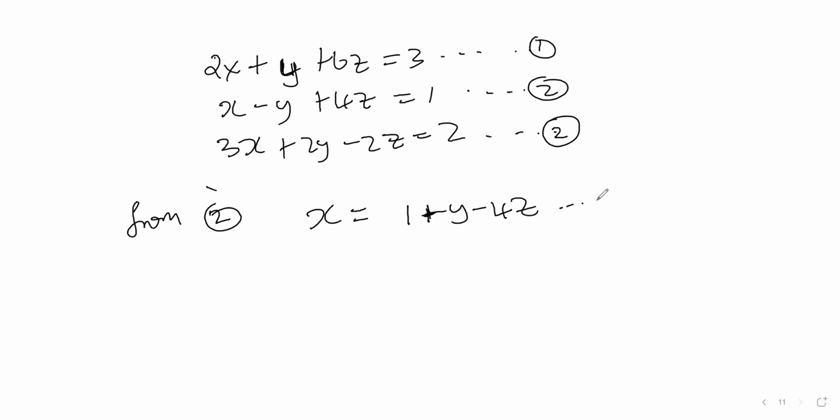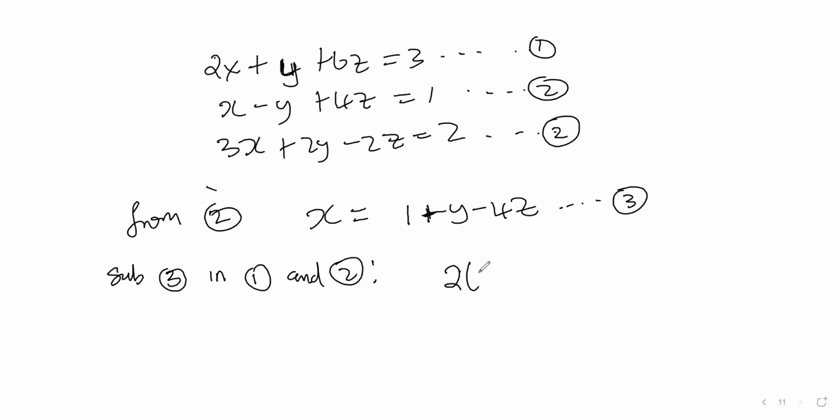Now take this value for x, call it equation 4, and substitute it in 1 and 3. Remember, you have already used 2 to find x. In 1, we get 2 times x, where x is 1 plus y minus 4z, plus y plus 6z equals 3.